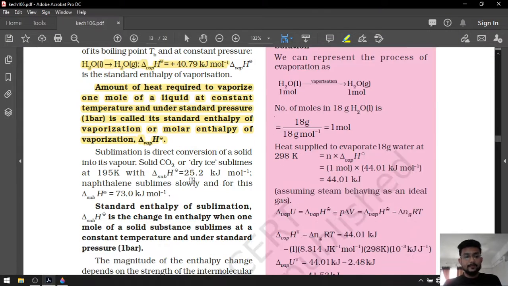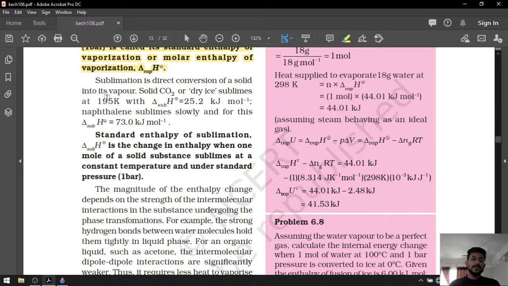Okay, our last enthalpy for today is sublimation enthalpy. Sublimation is the direct conversion of solid into vapor. For example, solid carbon dioxide, which is also known as dry ice, sublimates at 195 Kelvin, and the enthalpy will be 25.2 kilojoule per mole, whereas naphthalene has a sublimation enthalpy of 73 kilojoule per mole. Remember the values for 1 marker questions. Okay, the standard sublimation enthalpy is the change in enthalpy when 1 mole of a solid substance sublimates at a constant temperature and under standard pressure.